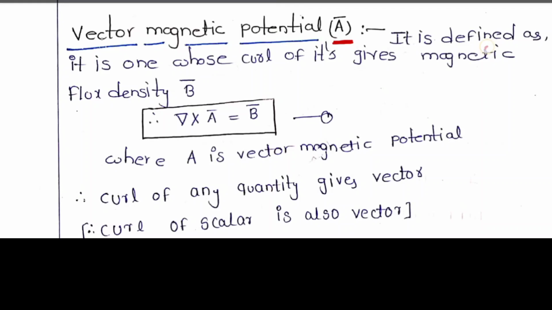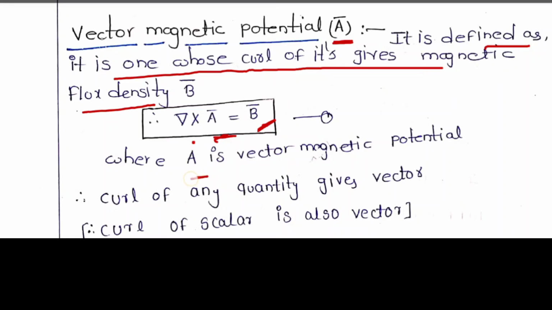How to define vector magnetic potential? We have to remember, it is defined as the vector whose curl gives the magnetic flux density. That is, del cross A equals B bar. The vector whose curl gives magnetic flux density, where A bar is known as the vector magnetic potential.